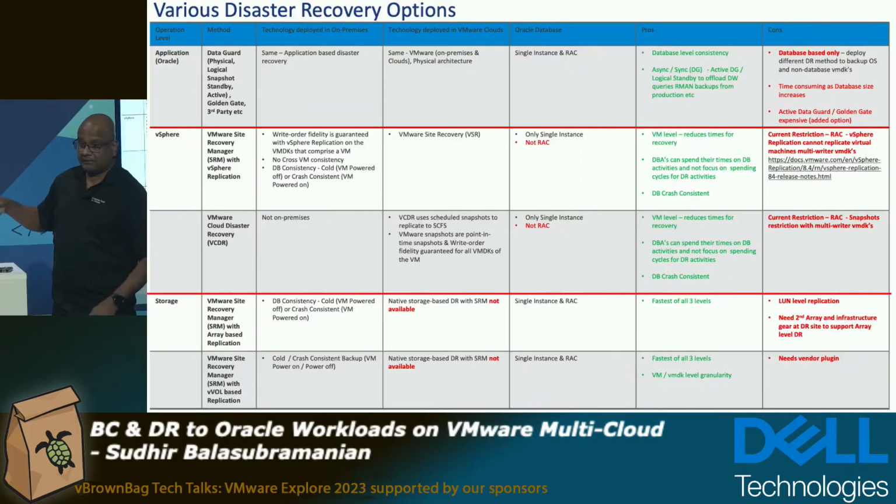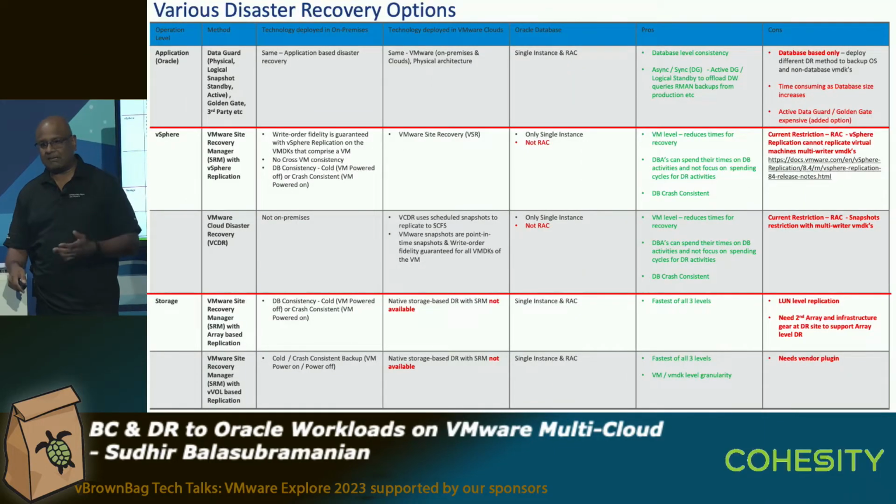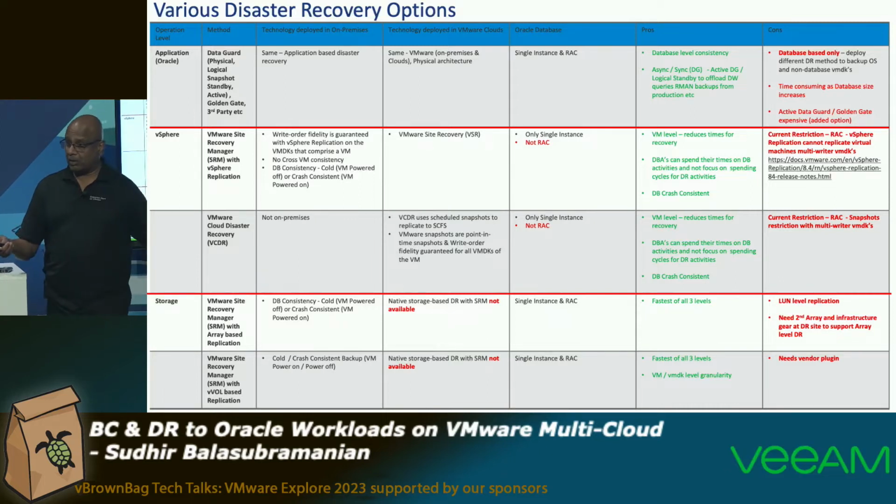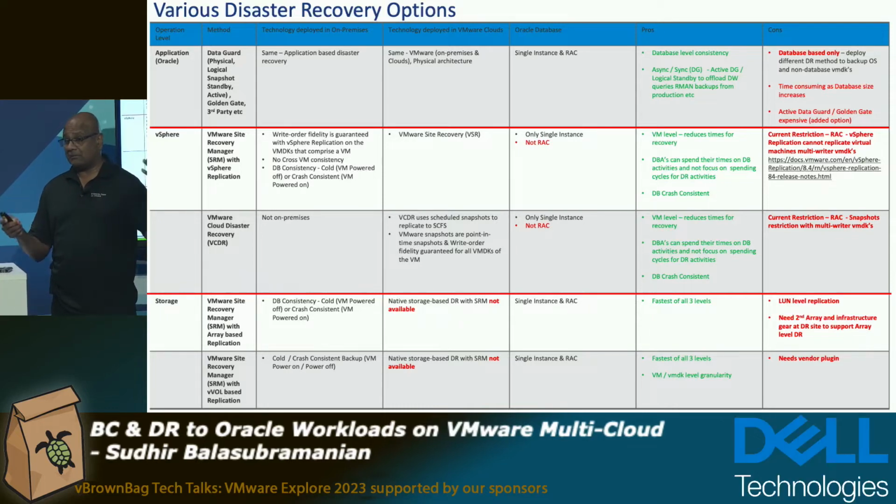Now, from a VMware vSphere perspective, you guys are VMware admins, so I'm preaching to the choir here. You know what SRM is, you know what vSphere Replication is. If you go to the cloud, now you have a choice: VCDR, VSR, and so on. If you want to go from DC1 to DC2, primary to secondary, you could do SRM with vSphere Replication, SRM with storage-based replication, or SRM with vVol-based replication.